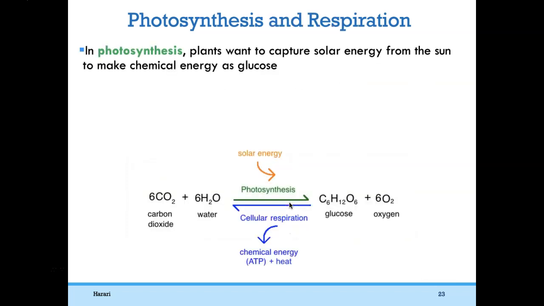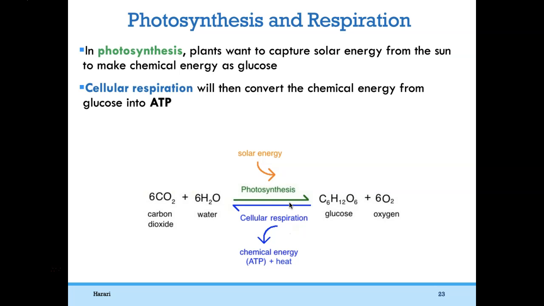We're going to focus a lot on respiration in the next chapter and compare respiration to photosynthesis. But I want to take a quick look right now at comparing the two. A lot of students get confused between photosynthesis and respiration, and plants and animals. So let's try to clear this up. In photosynthesis, plants capture solar energy from the sun to make chemical energy as glucose. So they're converting solar energy into chemical energy.